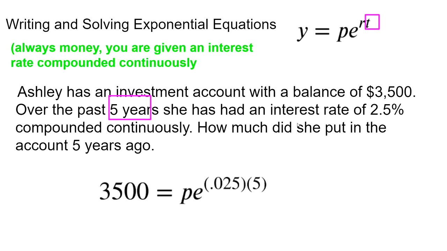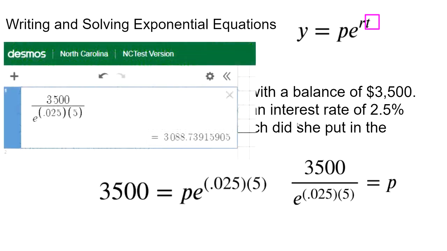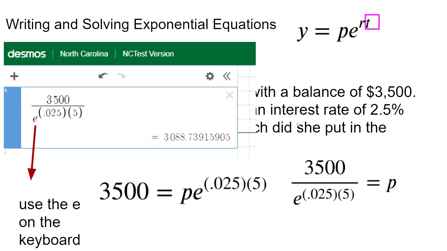Now, we've got to get the P by itself. Remember, the E is being raised to this exponent of 0.025 times 5, and the P is times the E. So all we've got to do is divide both sides by E to the 0.025 times 5 power. That's going to get our P by itself, which is what we want. We're going to type in this other thing in the calculator. And again, if you use Desmos, it's going to look just like that. Using E, it's on the keyboard like the letter E. And then we get our answer: $3,088.74.